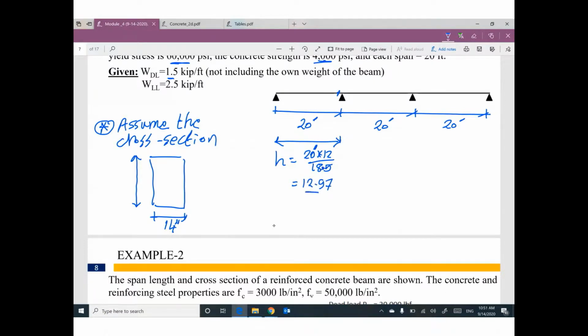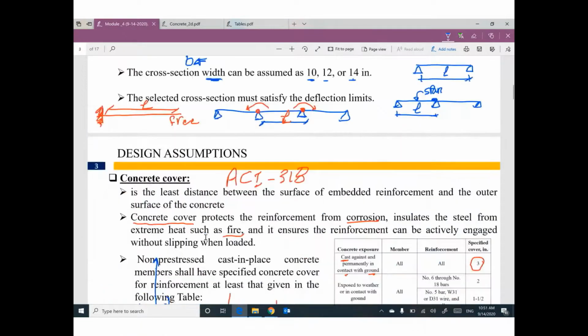For this span, it is continuous from this end and continuous from this end. So we are talking about both ends continuous. So your h will be span divided by 21, I think. Is it 21? Yes, 21.